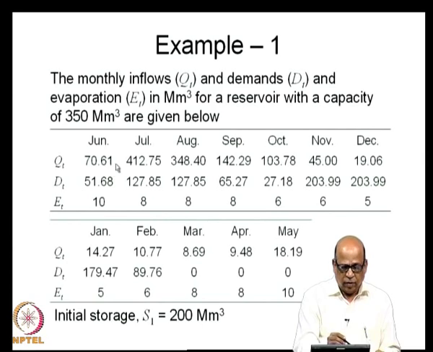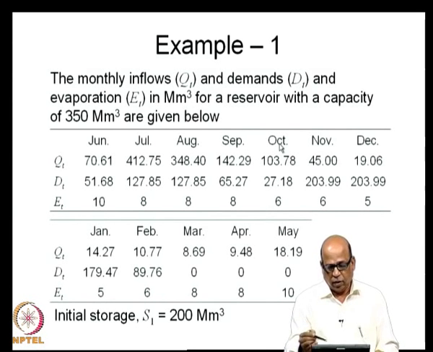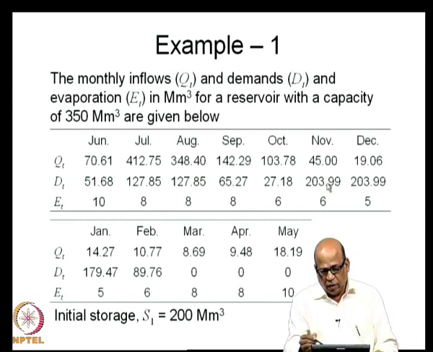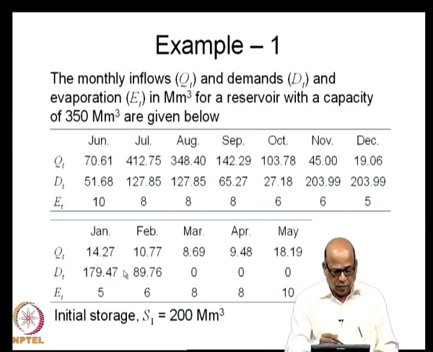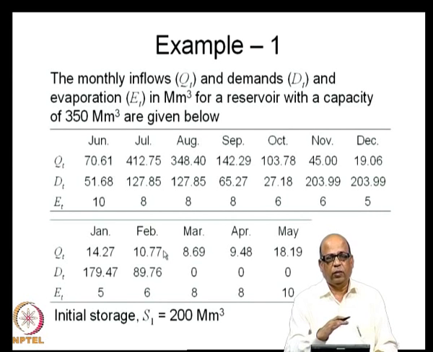Look at this mismatch between the inflow and the demand. Here the flow is more compared to demand. Flow is more here, flow is more here, flow is more here. This is the monsoon period, June, July, August, September, October, etc. But the actual water required is in the other season when the flows are smaller. So, you have 45 million cubic meters in flow, but the requirement is 203.19 here, requirement is 203.